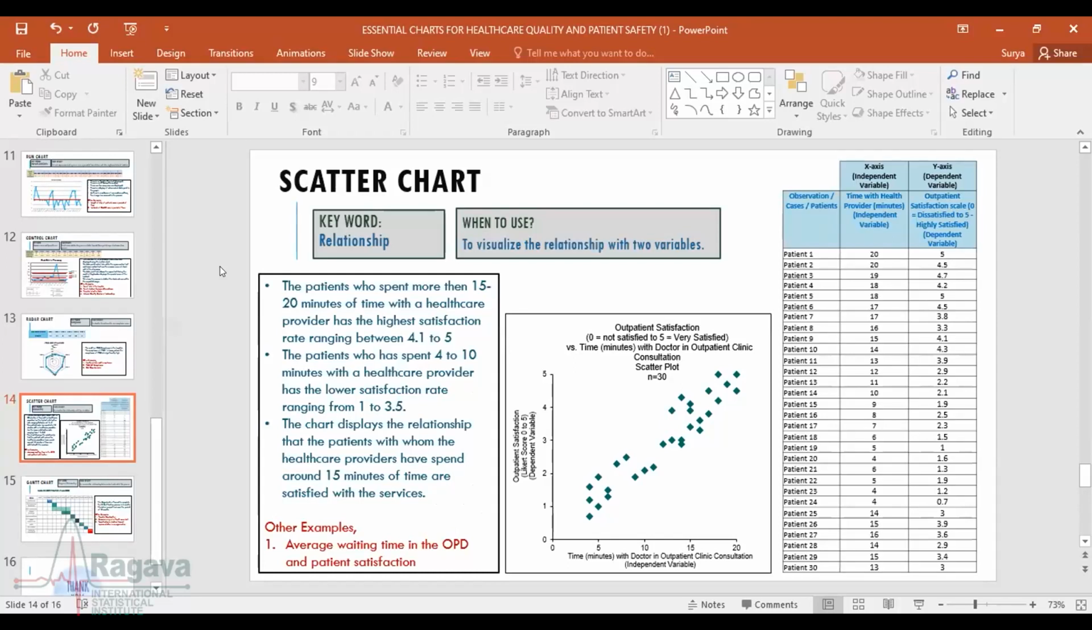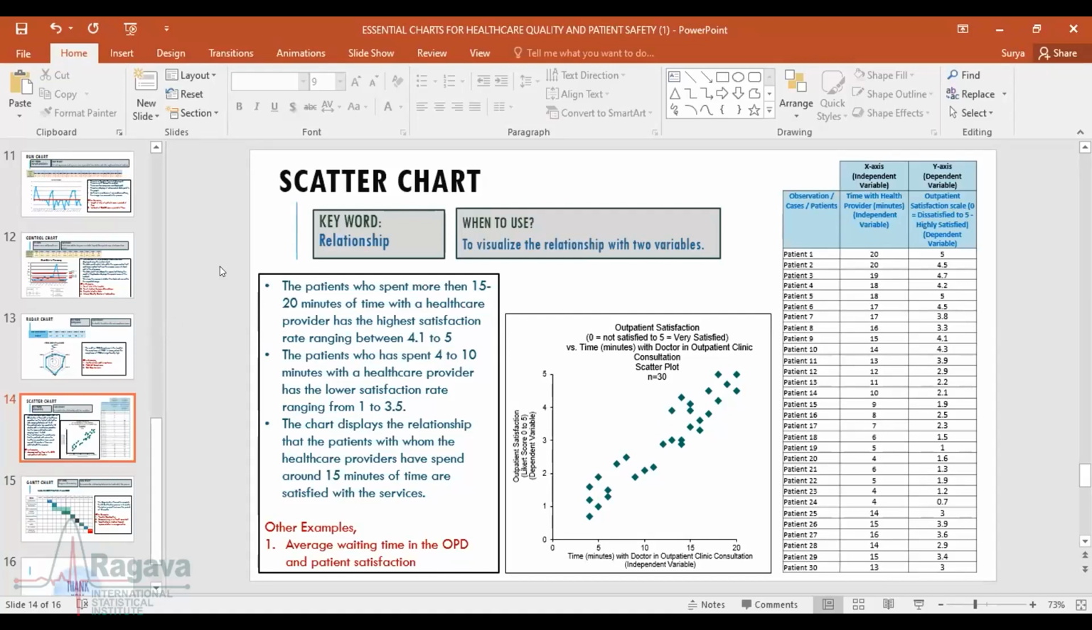So here the scatter chart is displayed for the time the doctor is spending with the patient versus the satisfaction of that patient. Through this data, the scatter chart shows that when a doctor is spending around 15 to 20 minutes with a patient, their satisfaction rate is high. It is falling between 4.1 to 5.